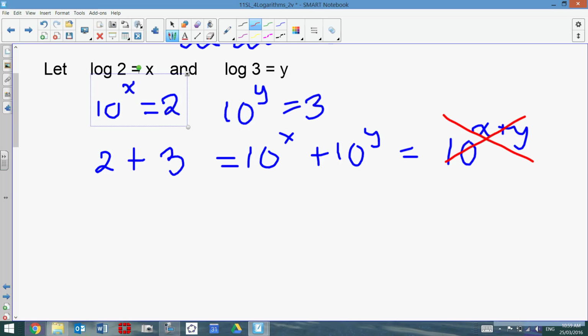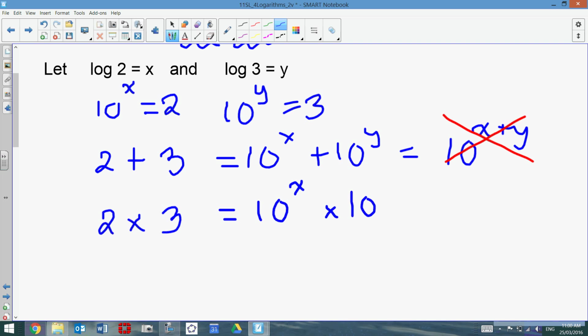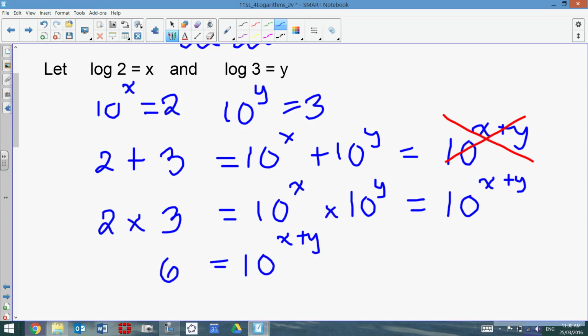However, I have a similar rule where if I multiply the bases, I can add my exponents. So let's change that now to multiply 2 times 3, which would really be 10 to the x multiplied by 10 to the y. I can rewrite that as base 10, and now I can add my indices of x plus y. So really what I've just said is that 6 is equal to 10 to the x plus y power.